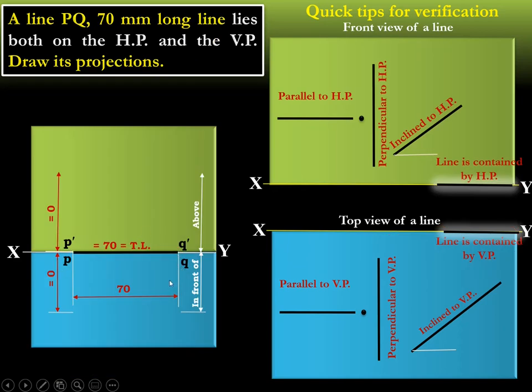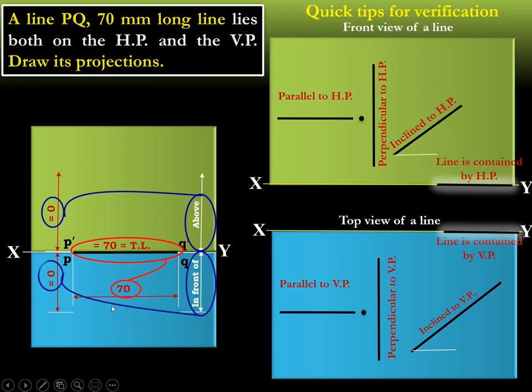When a line is lying on both the reference planes or when it is parallel to both the reference planes, the length of the front view as well as the length of the top view will be equal to its true length. Since the line is lying on the horizontal plane, its above distance will be equal to 0. Since the line is also lying on the vertical plane, its in front of distance will also become 0.